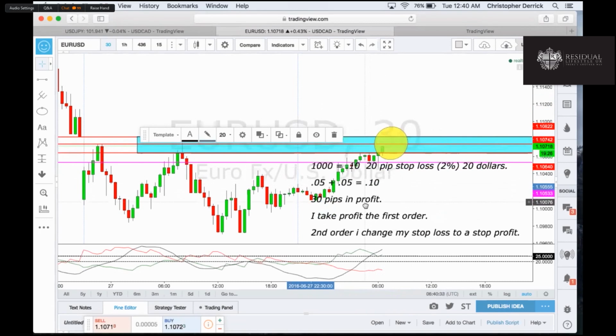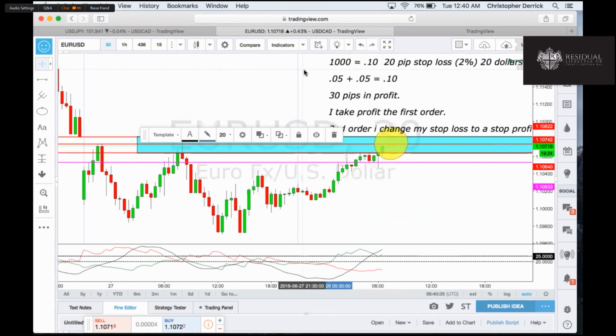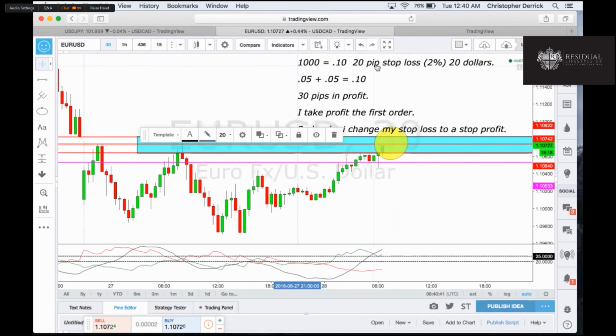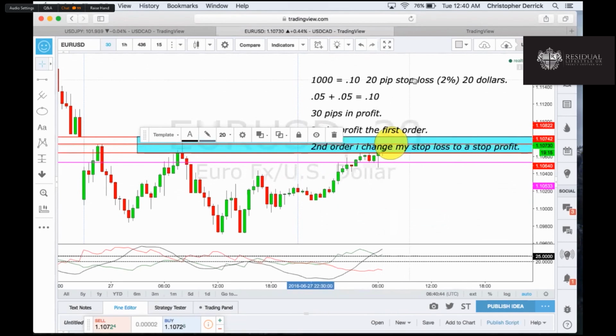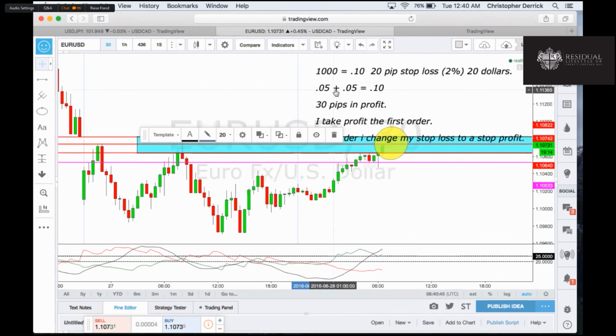1,000 pips, $1,000, 10 cent, 20 pips stop loss, 2%, $20, right? Only risking it. But if I wanted to do a twin trade, I do a 0.05, do a 0.05, which equals 0.10. So it still equals that out. So let me draw it out on how to enter these trades, right? The way I draw it out is this.